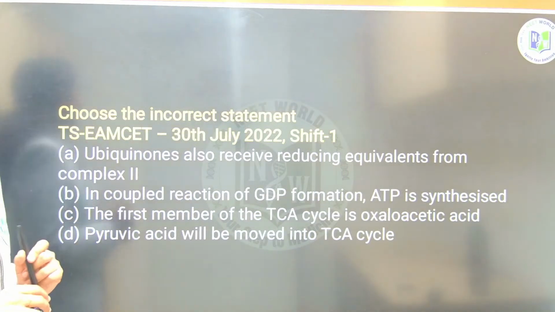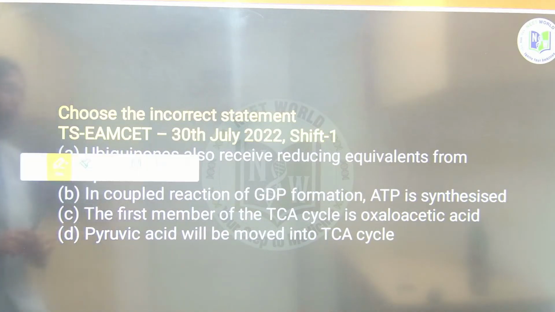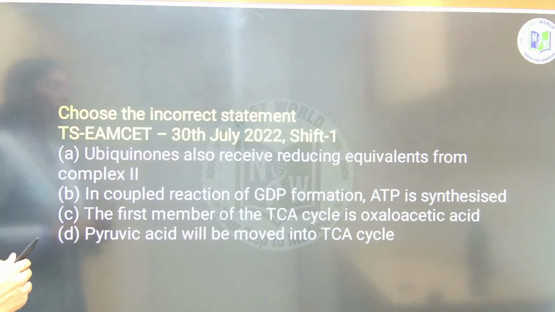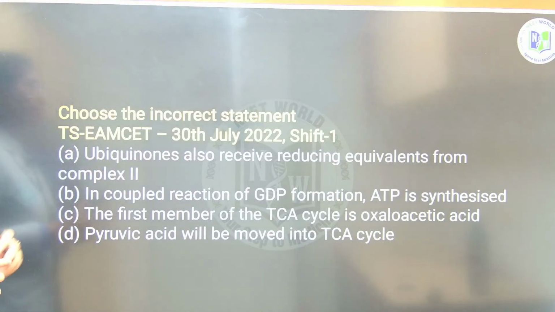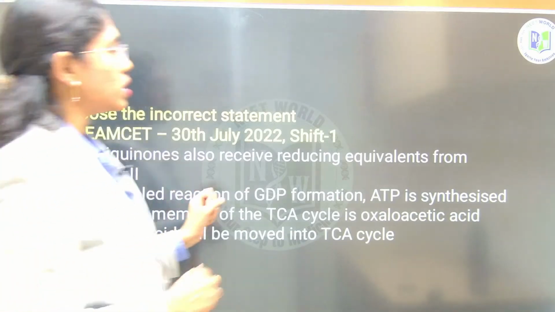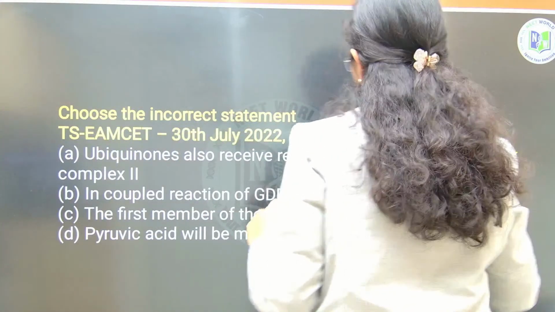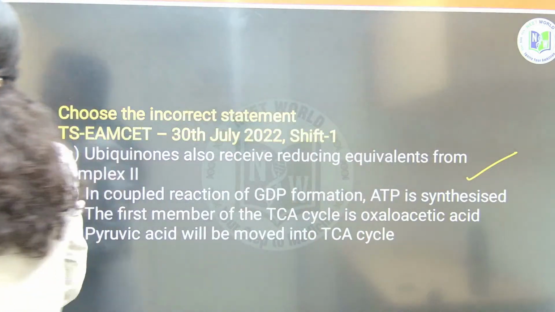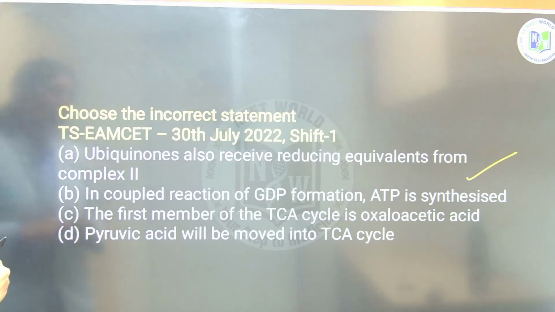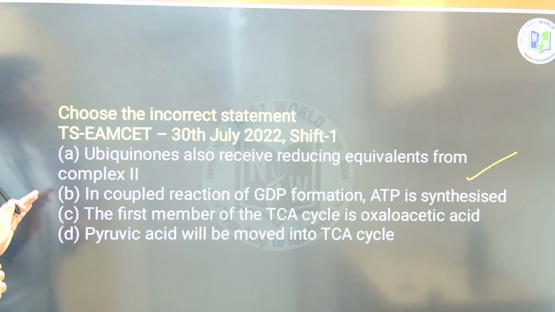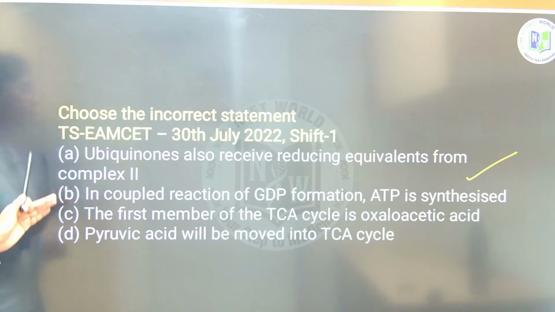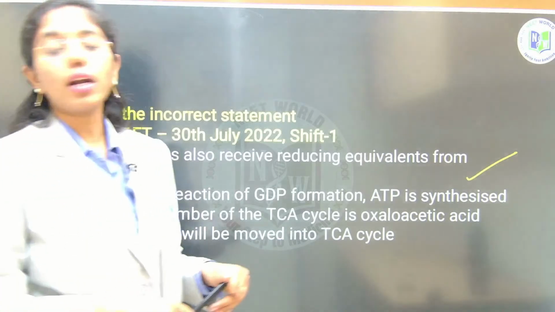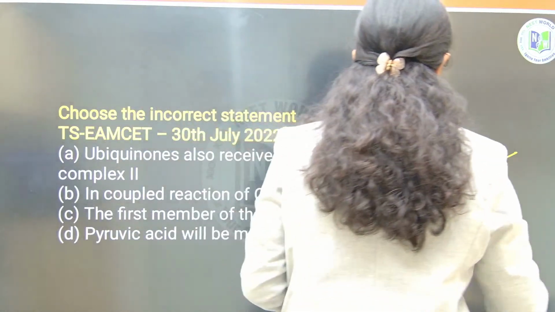Choose the incorrect statement. Ubiquinones also receive reducing equivalents from complex 2. Yes, they do receive reducing equivalents also. Statement 1 is correct. In coupled reaction, GDP formation, ATP is synthesized. With GDP formation, GTP will be synthesized, not ATP. If ADP is formed, ATP will be synthesized.